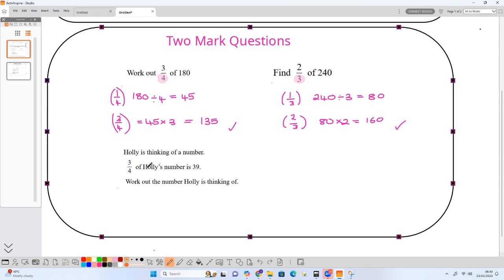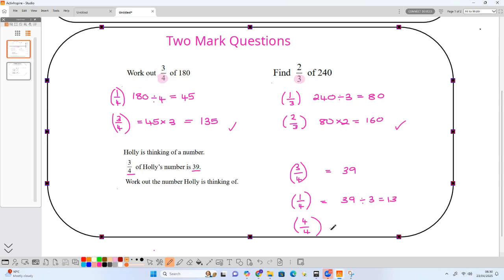Worded questions also come into the 2 mark category. So Holly's thinking of a number, 3/4 of her number is 39. This works backwards then. So we're given 3/4. We need to work out what 1/4 would be to start with. So 3/4 is 39. To find 1/4, this time I'm dividing it by 3.